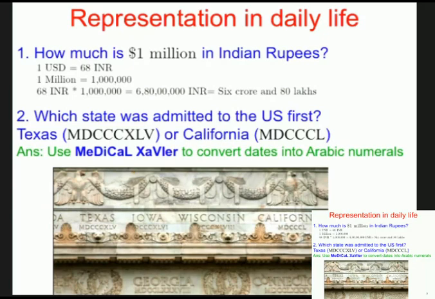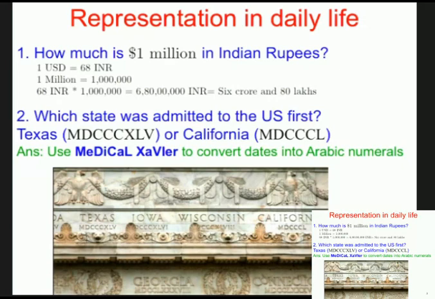I said, okay, how much is $1 million in Indian rupees? Today's rate is 68 rupees. It's gone up a little bit. It's 68 Indian rupees to a dollar, and 1 million is one followed by six zeros. So 68 INR times 1 million turns out to be 68 million INR, and we really want to say it as 6 crores and 80 lakhs, right? So $1 million is 6 crores and 80 lakhs rupees as of today.